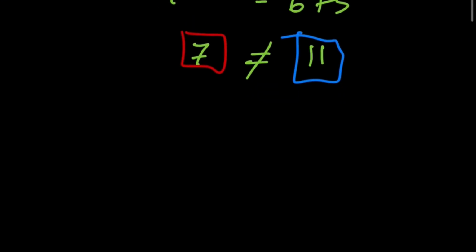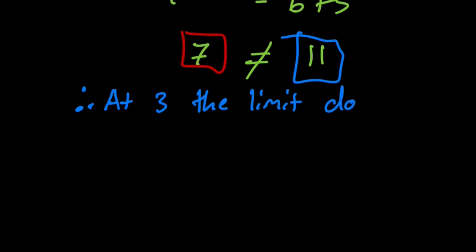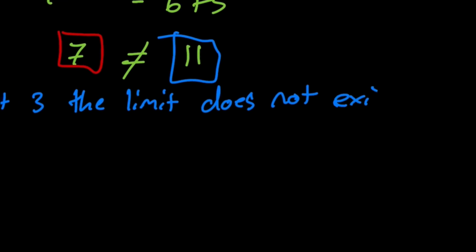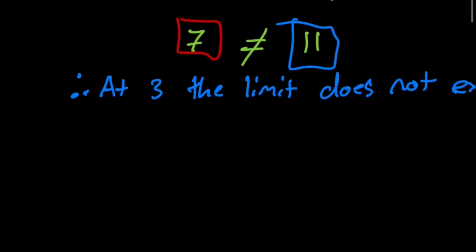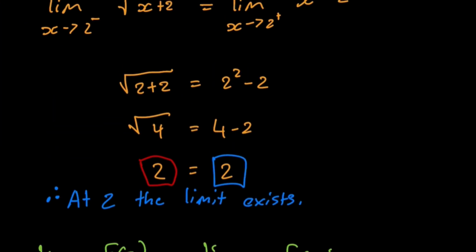Now what does this mean? This means that at 3, the limit does not exist. Or for short, you can write DNE. And that's how you find out if limits exist.